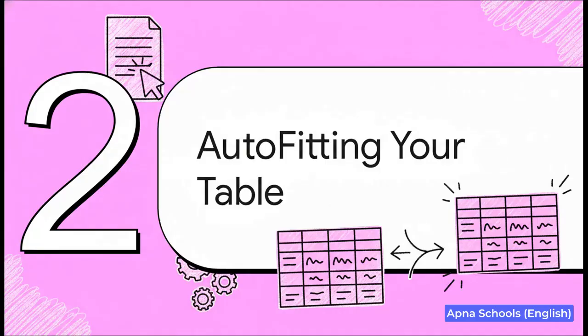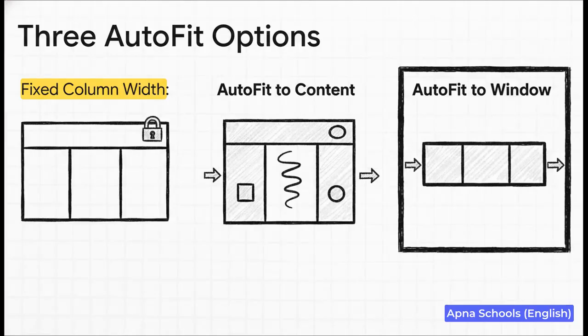So now your table is in the document, but how do you make it look perfect on the page? Well, that's where auto-fitting comes in. It really is the secret to making your table intelligently adapt to your content and your layout. When you create a table, you'll see these three really powerful auto-fit options. Each one does something very specific, and knowing which one to choose can seriously improve your document's readability and just make it look so much more professional.